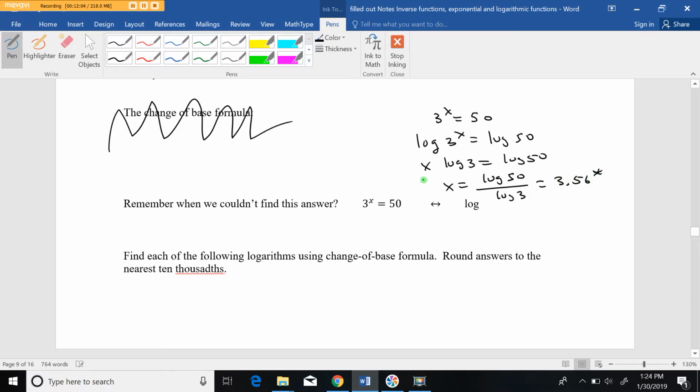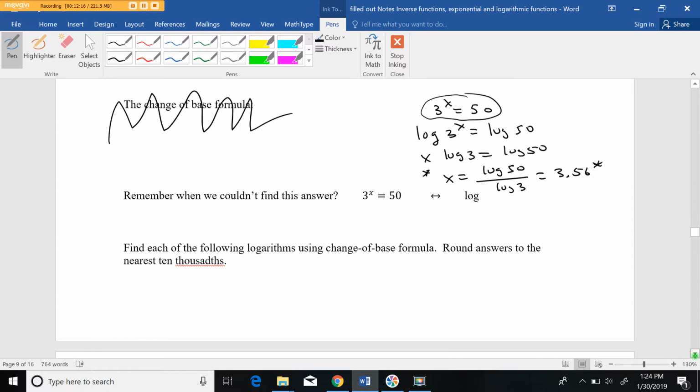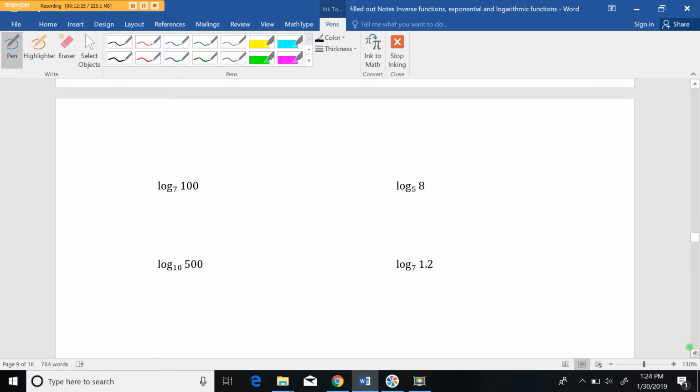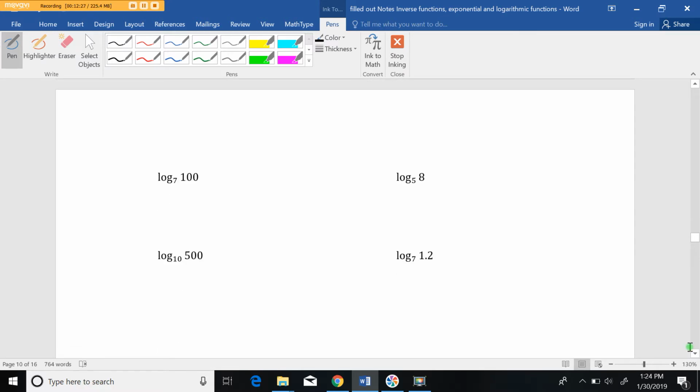And again, this is a beautiful thing, because now using a logarithmic function, we can solve equations like this that don't have nice, pretty answers. So let's go ahead and go through a few more examples here. Actually, we don't even need any of these directions here. The directions are to figure out what these numbers are.